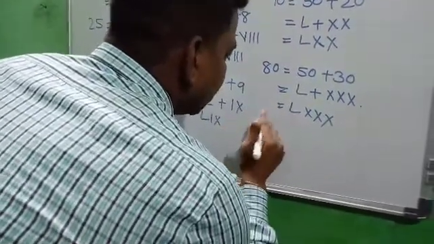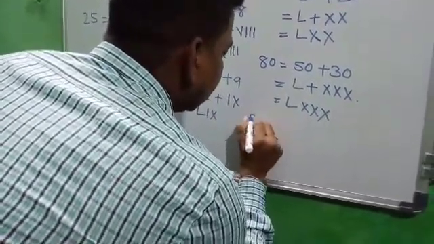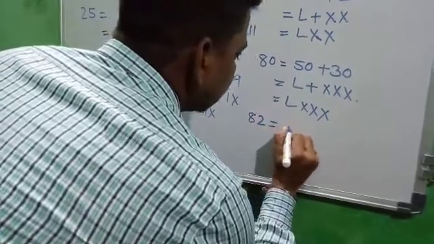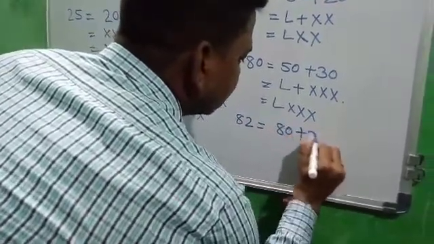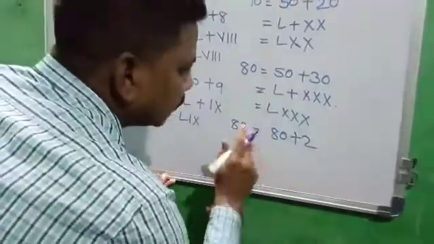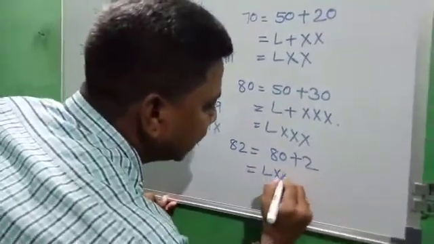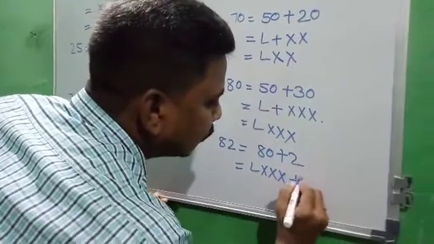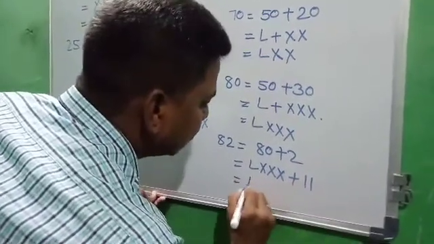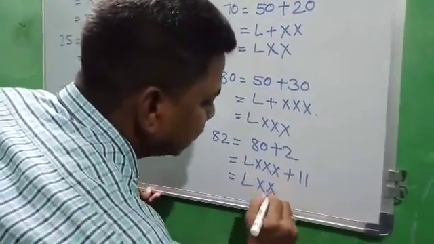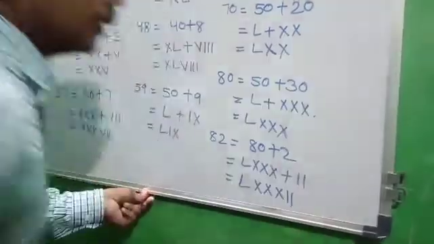If we know 80, then we can write 82 easily. 80 plus 2. The numeral for 80 is LXXX. So write LXXX here and 2 is II. So the Roman numeral is LXXXII.